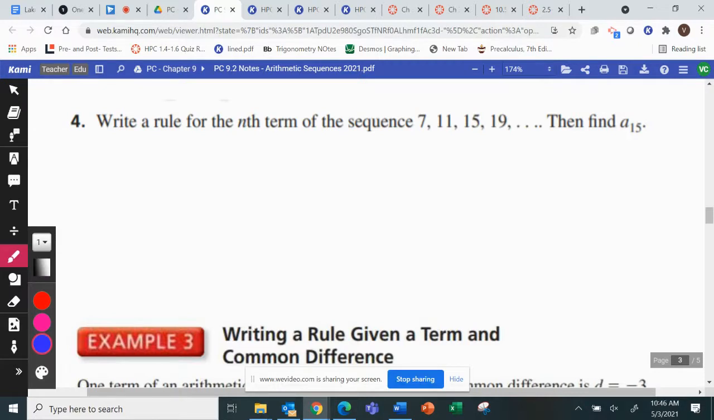You got this one? Yeah. In your head? Okay. Make sure you have the a sub n part because that would count it wrong. And then the 15.